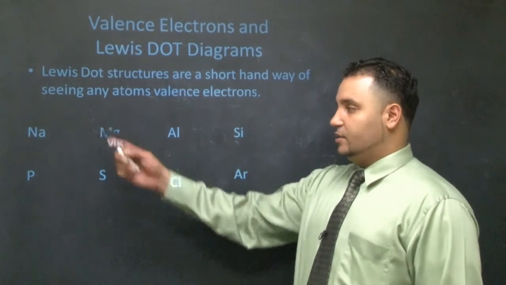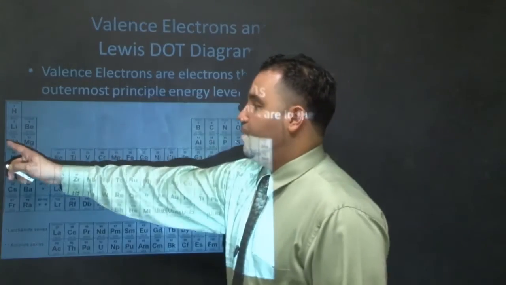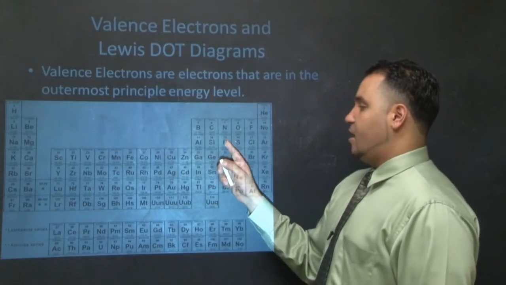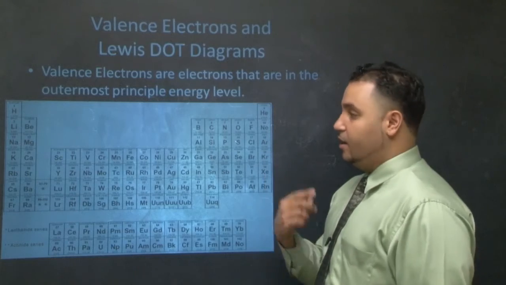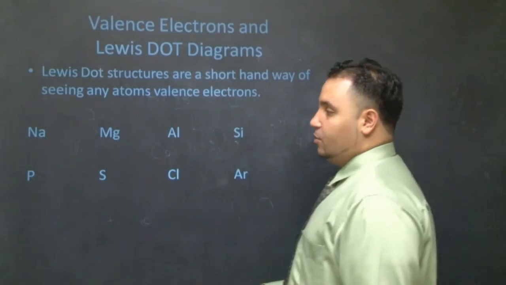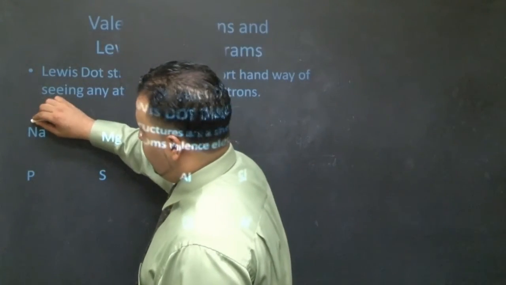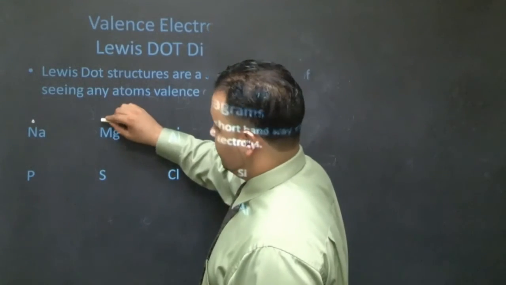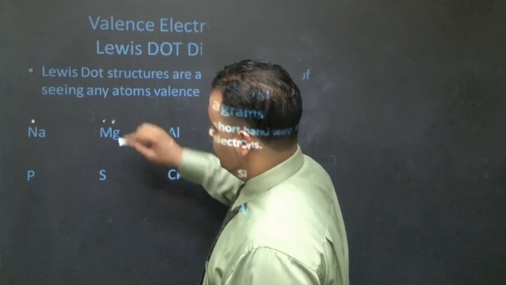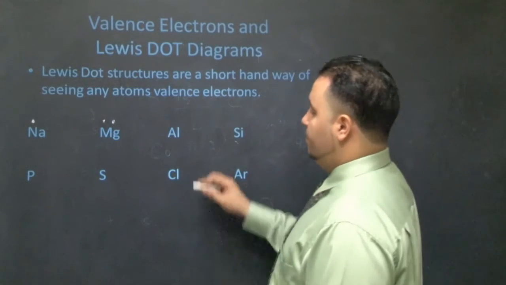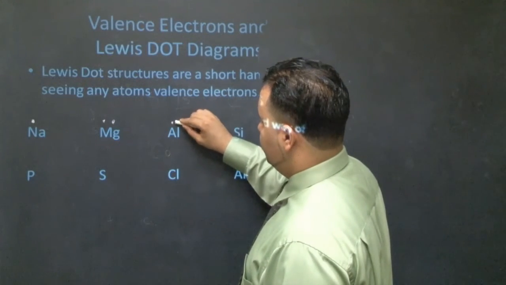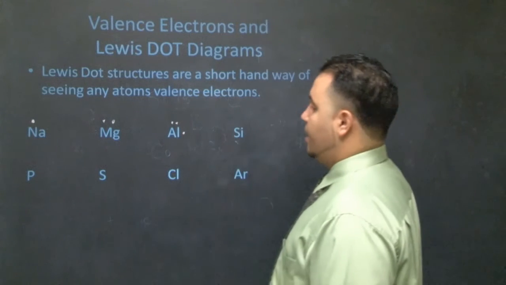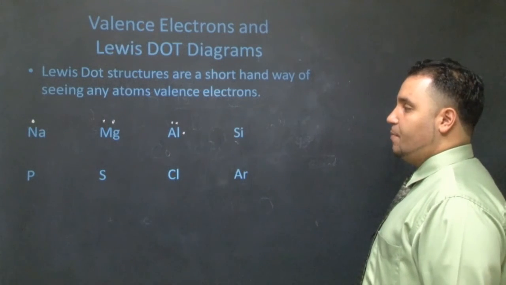And so let's take a look at sodium. It's going sodium, this is how we're gonna look at it. Sodium, magnesium, aluminum, silicon, phosphorus, sulfur, chlorine, and argon. Let's look at these elements. So sodium has 1 valence electron, and so you'd put it right there. While magnesium has 2 valence electrons. And aluminum has 3.